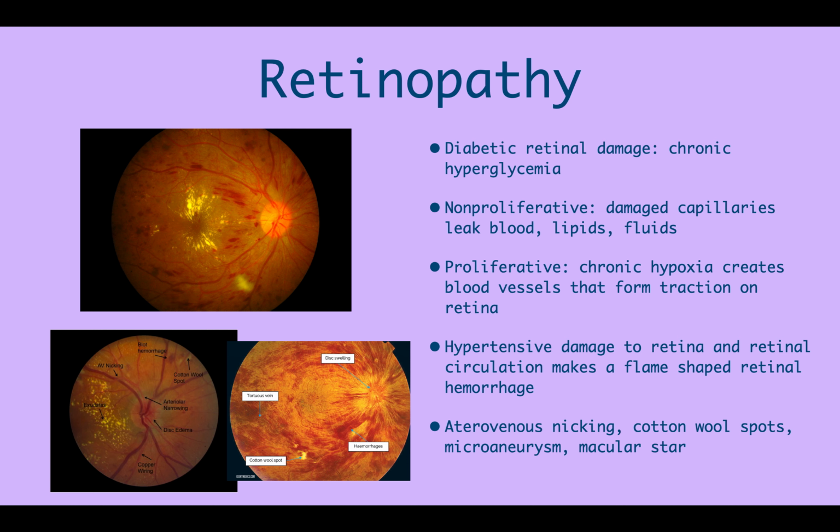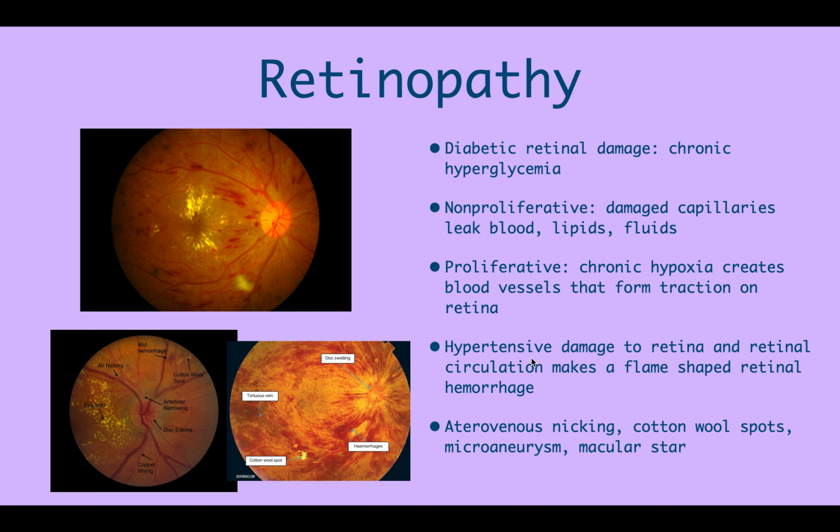Okay, so retinopathy, more commonly, is due to chronic hyperglycemia. And the chronic hyperglycemia is going to damage the capillaries, and from there the capillaries will leak blood, lipids, and fluids, which can be toxic to the tissue. The proliferative kind of retinopathy is from chronic hypoxia. So those are going to cause more blood vessel formation, and that causes traction on the retina. So what does that mean, right? Traction on the retina. It's going to forge these vessels into the retina, so there can be blood supply. But in forging these vessels, you do damage the neural layer.